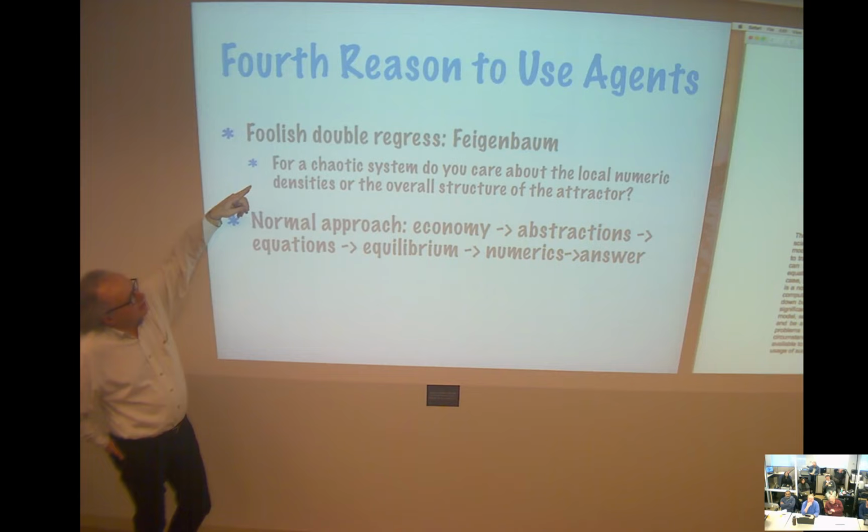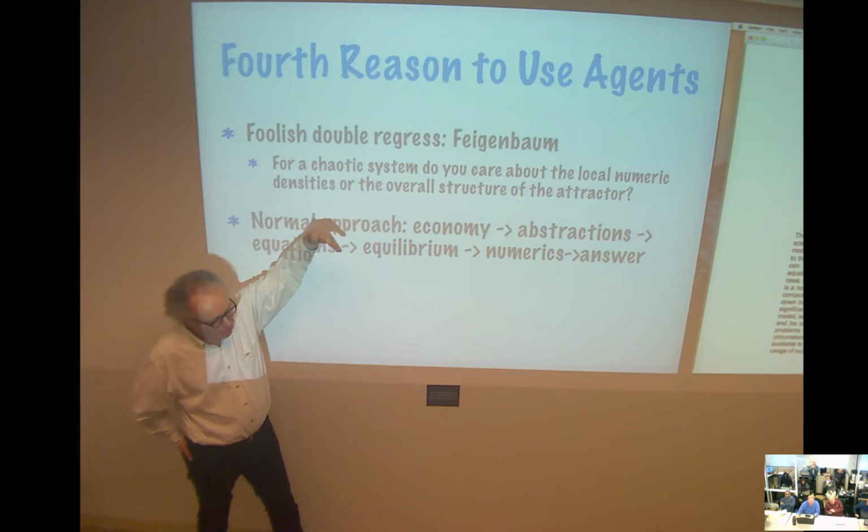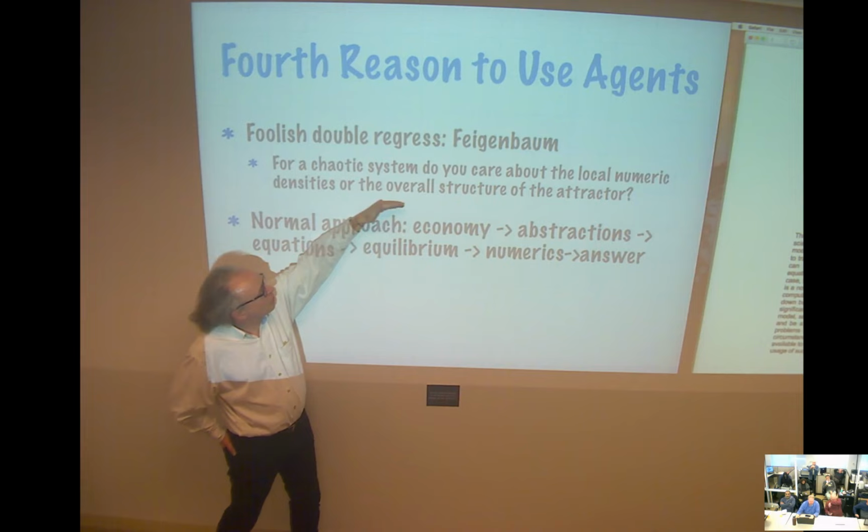I don't know where he got the idea from. Foolish double regress in the sense it was foolish because you didn't care about the local density, you cared about the attractor, and it was a double regress because instead of starting out with the equations, which may or may not contain the guts of the attractor, you'd be better off finding an analysis scheme to give you the attractor without having to go through the local density.